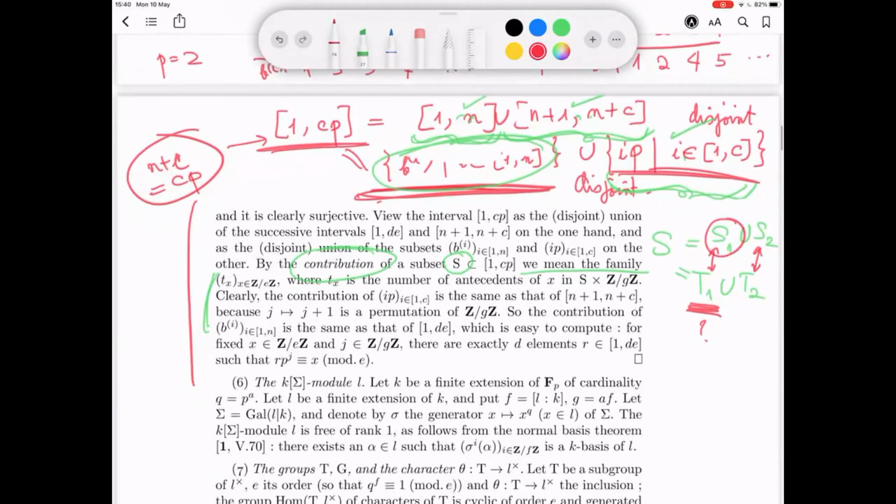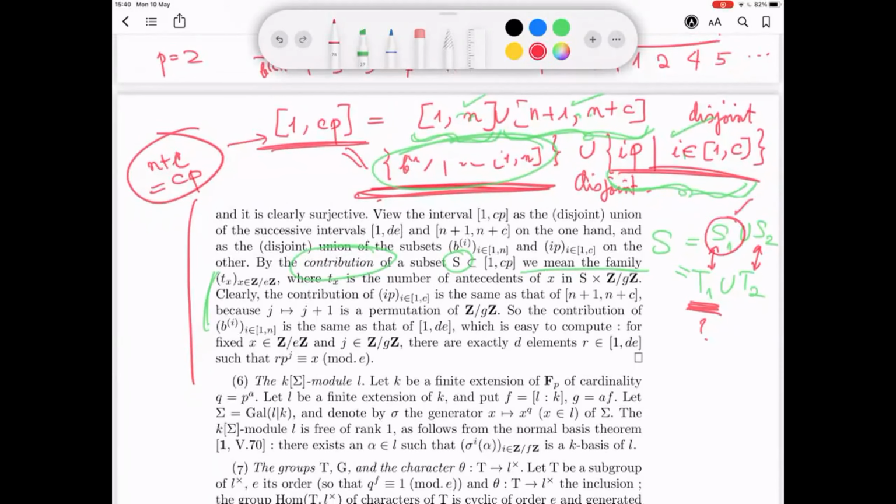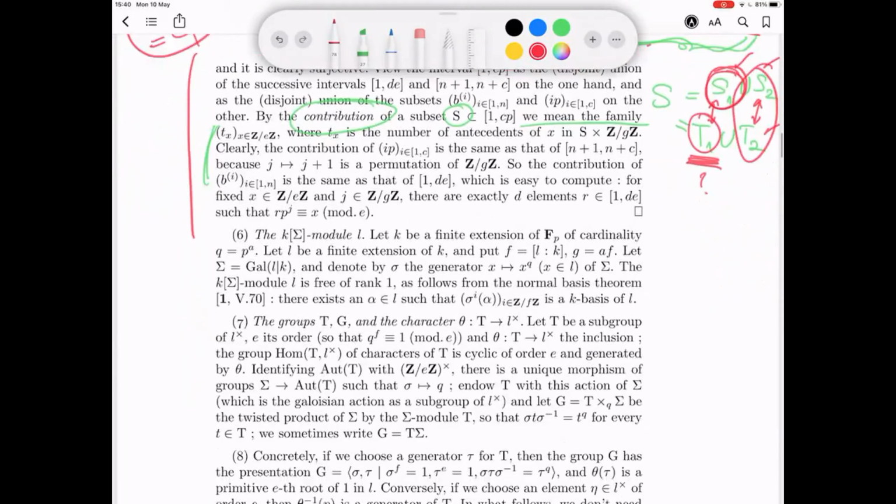It's simpler even than saying that you compute the number of elements in this and this and subtract the number of elements here. You don't even have to do that. You just have to show that these two have the same number of elements. So the number of elements in T1 is going to be the same as the number of elements in S1. And that's the only thing that you have to compute. Okay. Right.